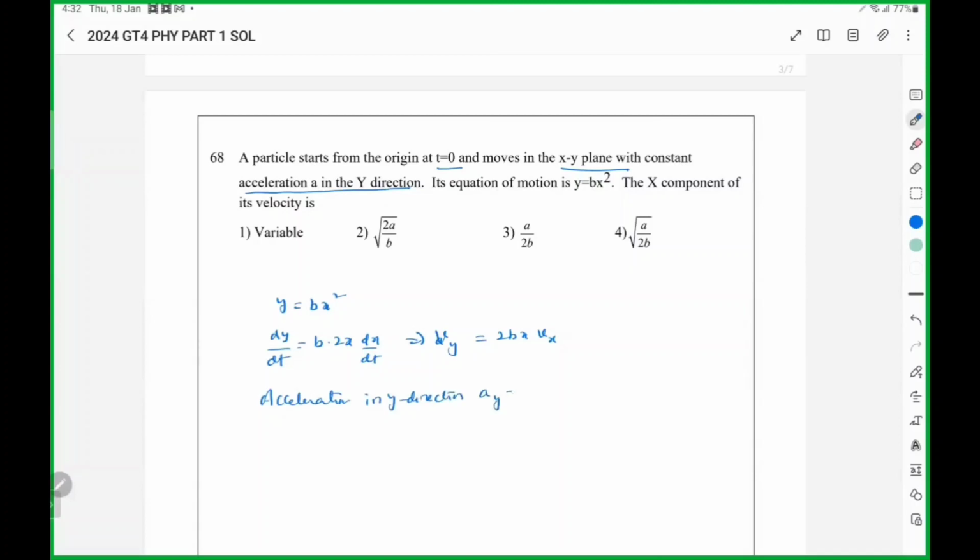So d by dt of vy is 2b. So here dx by dt, I will write dx by dt x if you differentiate. So once it has constant acceleration in this direction, in the horizontal direction its velocity is 0.